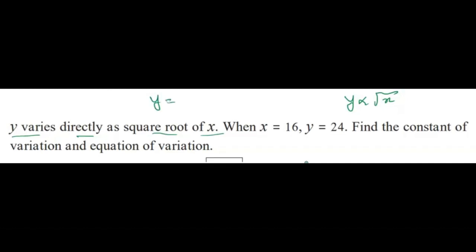So according to the formula, if we have y is equal to k times the square root of x, we have to find k. This is what we are learning, the constant of variation. So let's plug in the values. How are the values plugged in?